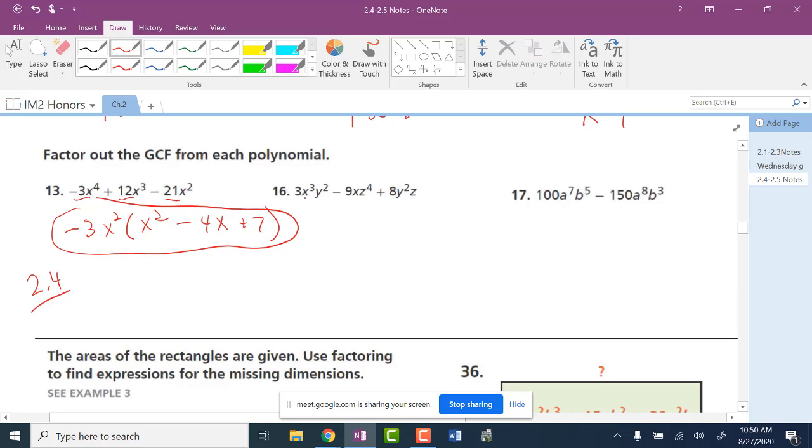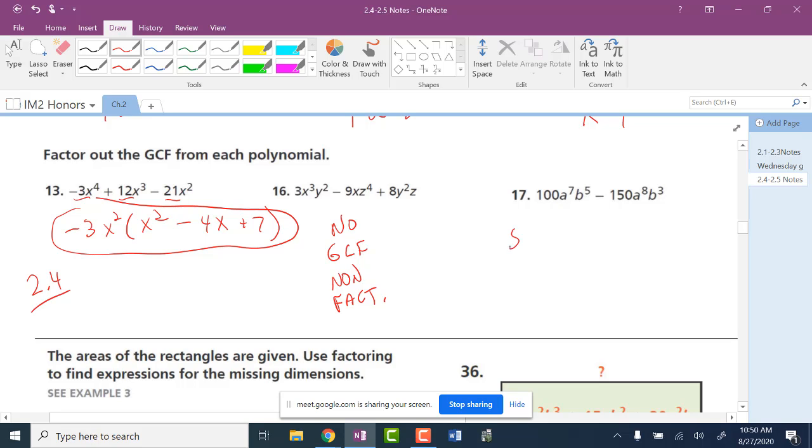3 and 9 have 3 in common, but 3 doesn't go into 8, so got nothing there. Oh no, I have an x cubed and an x, so far I have an x, but I don't have an x in the other term. Y squared, no y. Y squared, I can't pull out a y. Z to the 4th, z, no z. There is no GCF in this. So therefore, this is non-factorable. You will run into that in the book at times. You bang your head like, wait, there's got to be something, and sometimes there isn't. So no GCF for 16.